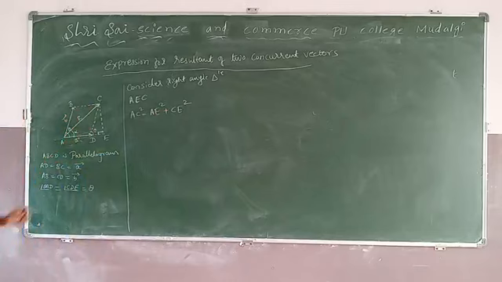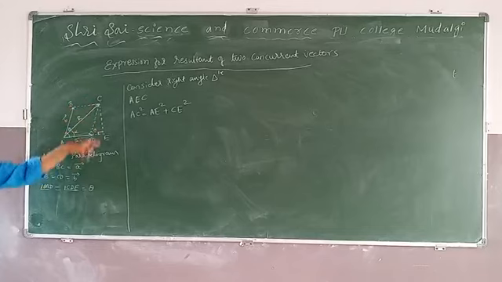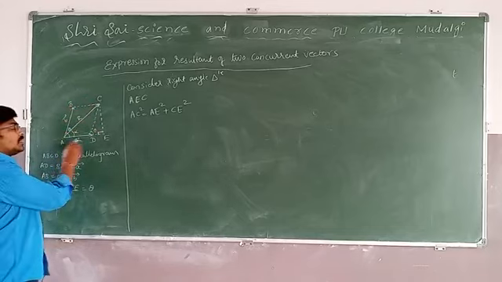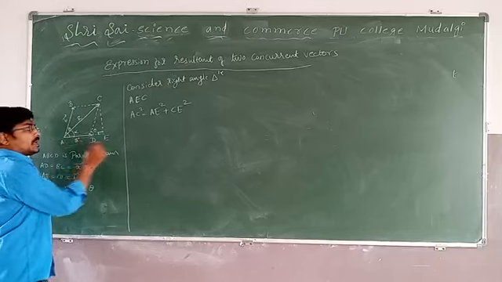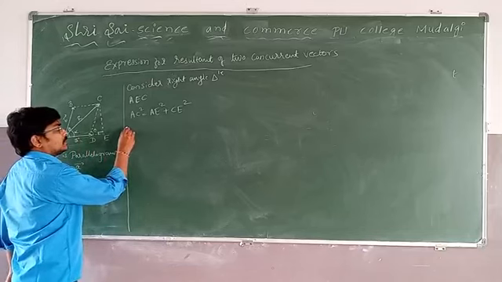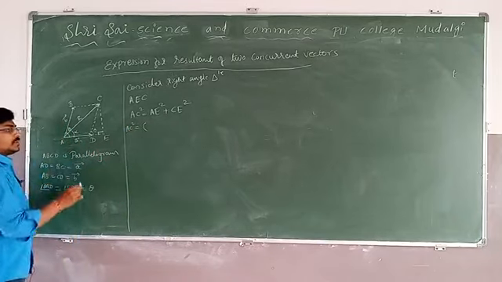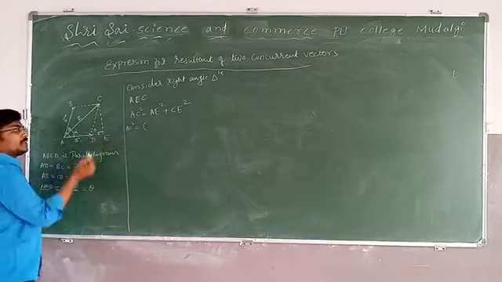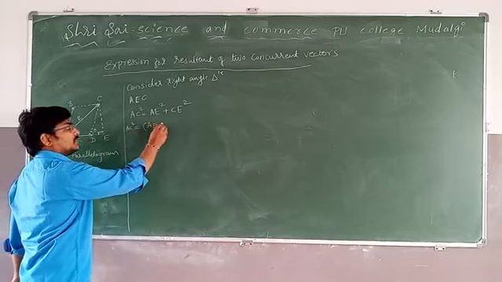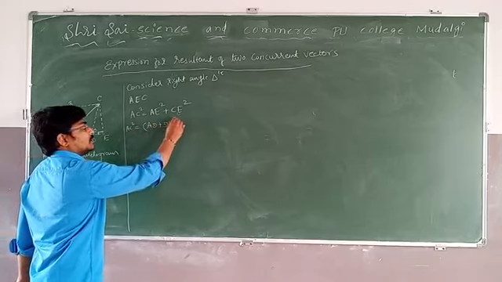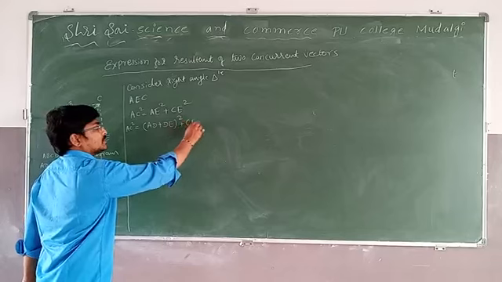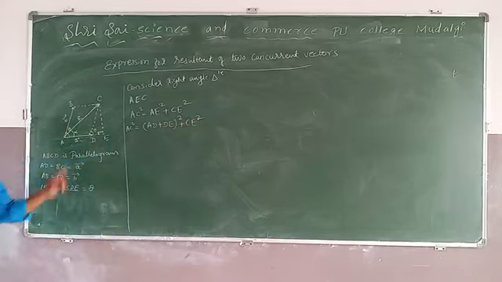I have taken the AEC triangle. AEC means AC square is equal to AE square plus CE square. What is the AE? AE can also be written as AD plus DE. So AC square is equal to AD plus DE whole square plus CE square.